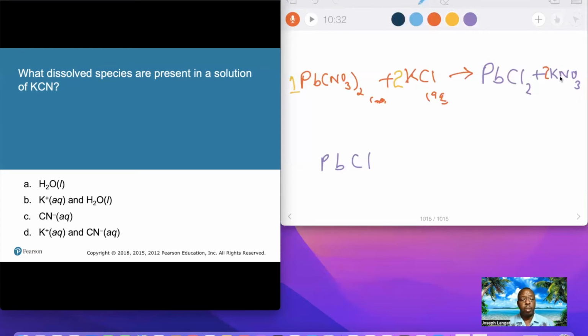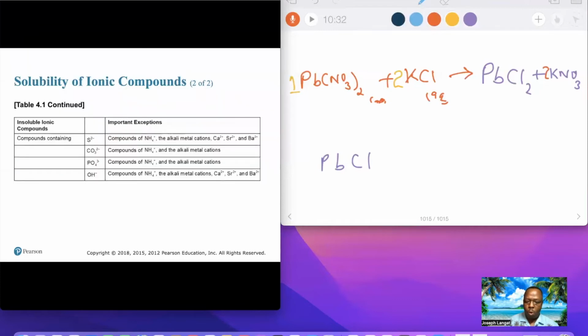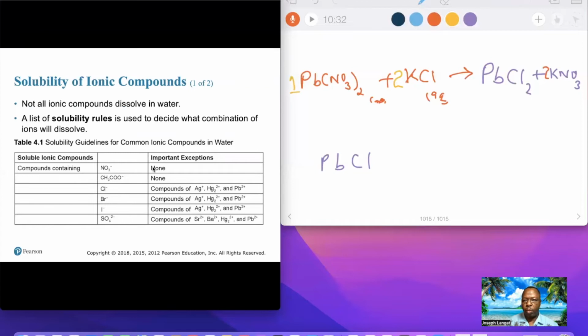But the question is, how do we know which one is the precipitate, which one is just aqueous? From what we looked at earlier on, all nitrates are soluble. So this will be aqueous. If you have nitrate, this will be aqueous. And I don't want you to say that, once I know this is aqueous, the other one is solid. There is a table which I'll give you in the exam.